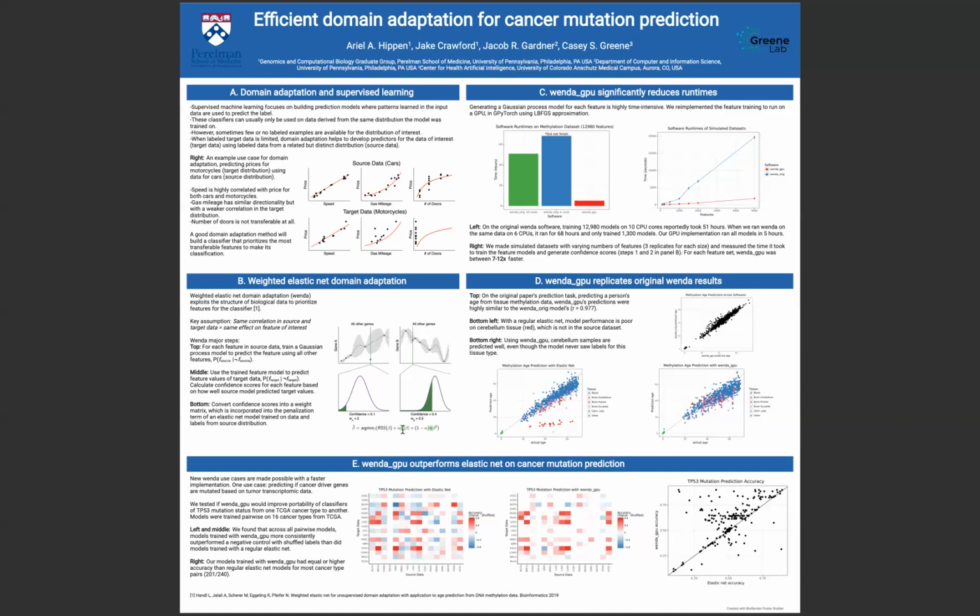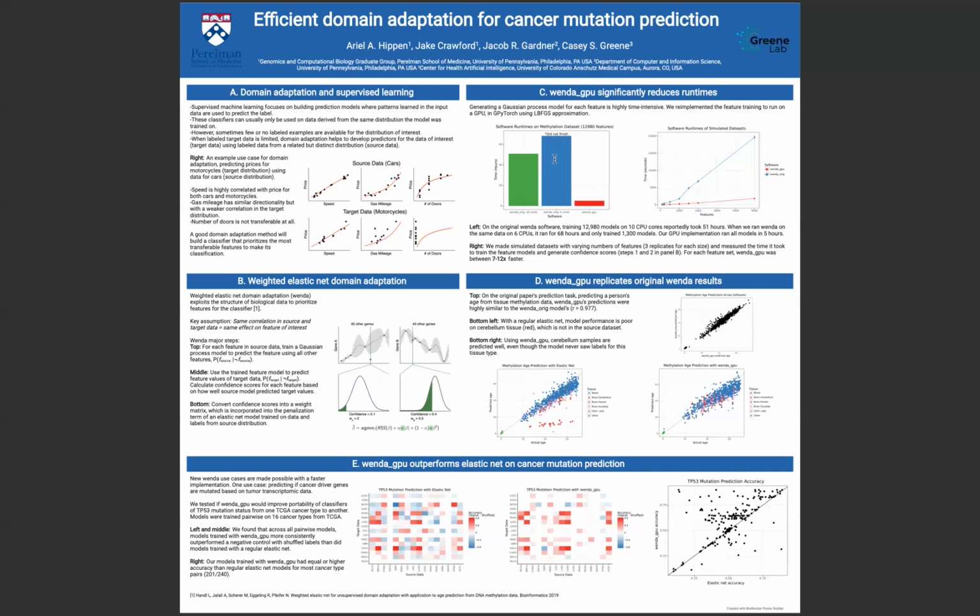My group was excited to use this method, but we found that generating a Gaussian process model for each feature was extremely time intensive. Fortunately, Gaussian process models are amenable to calculation on a GPU. We re-implemented the feature training in gPyTorch using LBFGS approximation. With these changes, running all steps of WENDA on a genome-sized dataset with over 10,000 features is now feasible in hours on a single GPU. Training 12,000 models on 10 CPU cores reportedly took 51 hours for the authors of the original paper.